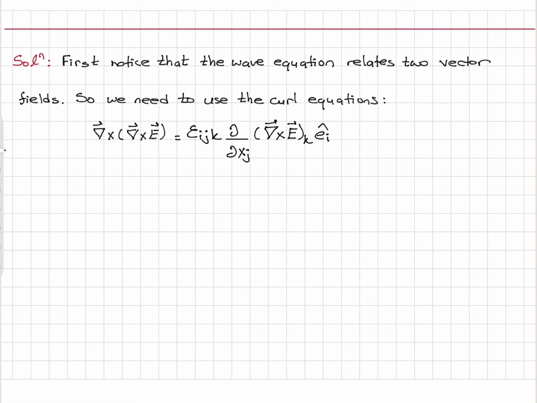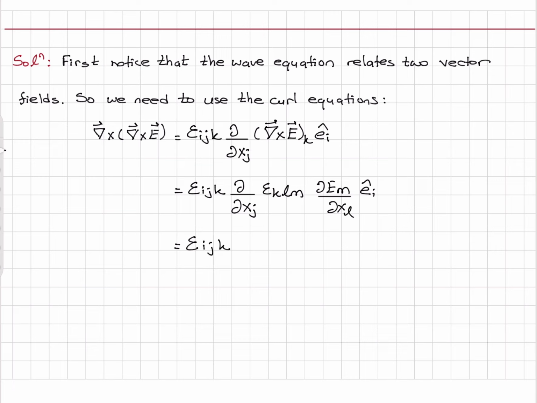All right, and this is equal to epsilon ijk. Now I can open up curl E's kth component, del xj, epsilon klm, del em, del xl, in ei hat direction, and this is equal to epsilon ijk.